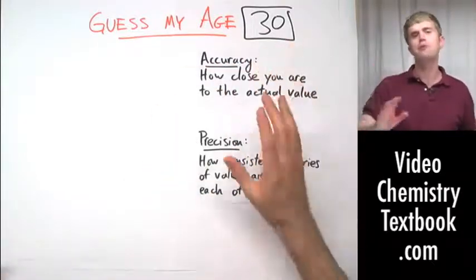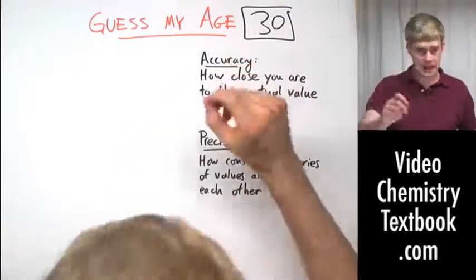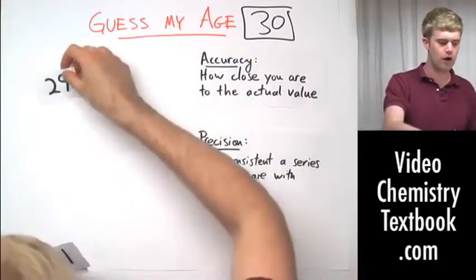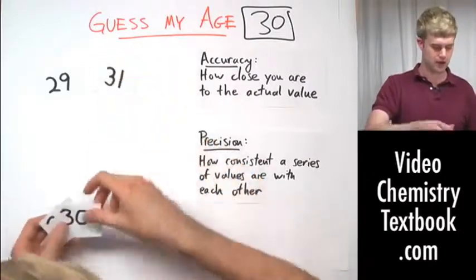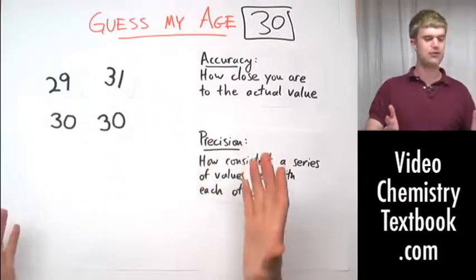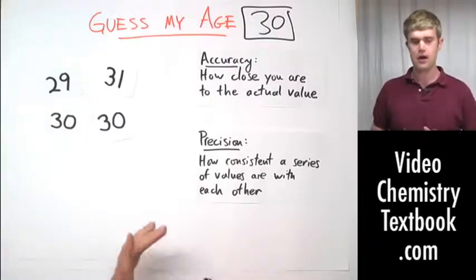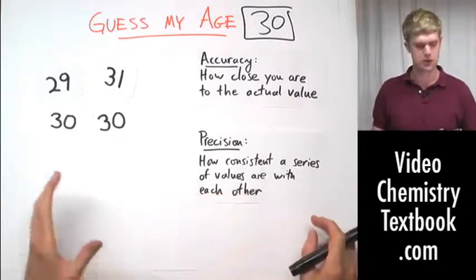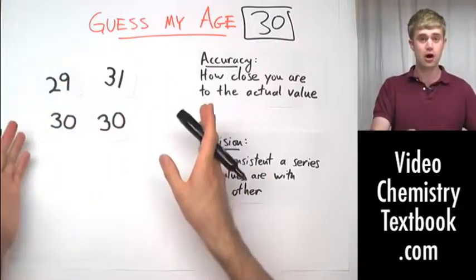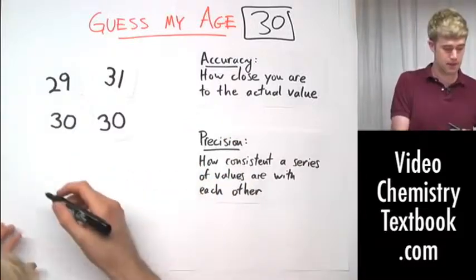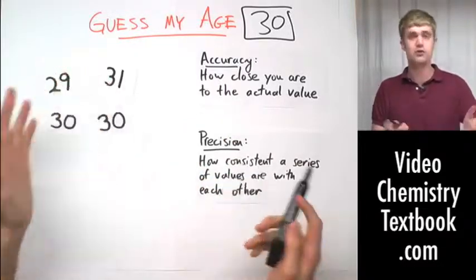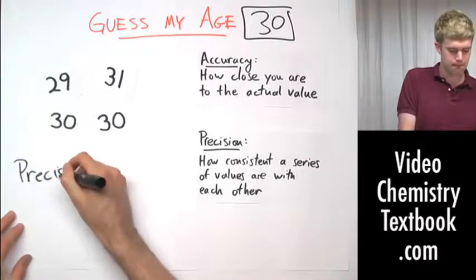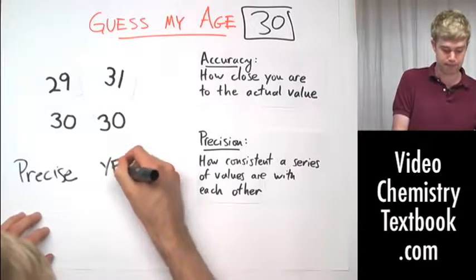Let's say we get a group of 4 people playing Guess My Age, and we have them each write down the age on a piece of paper. And we get 4 guesses of the age. 29, 31, 30, and 30. These are the 4 guesses. So, to ask about precision, we want to ask the question, how consistent are these guys with each other? They're pretty close. They're pretty consistent. We've got 29, 30, 30, 31. So we'll say that these guys are definitely pretty precise.